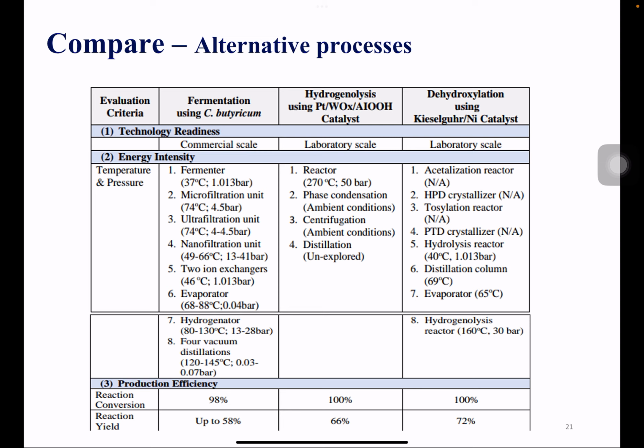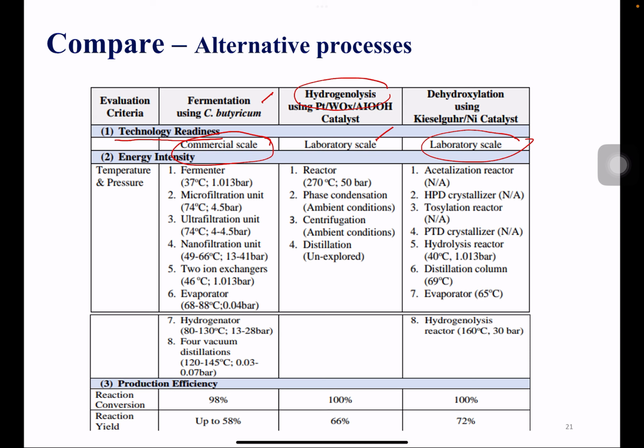Look for alternative processes. Okay, so you need to evaluate your process. Maybe you can see whether the technology readiness is there or not. For example, they say this process is commercially scalable. Hydrogenolysis, for example, most of the research is laboratory based, this also is laboratory based. So whenever you want to go for commercial production, you also need to look at the scalability. Okay, so you need to look into this aspect as well.